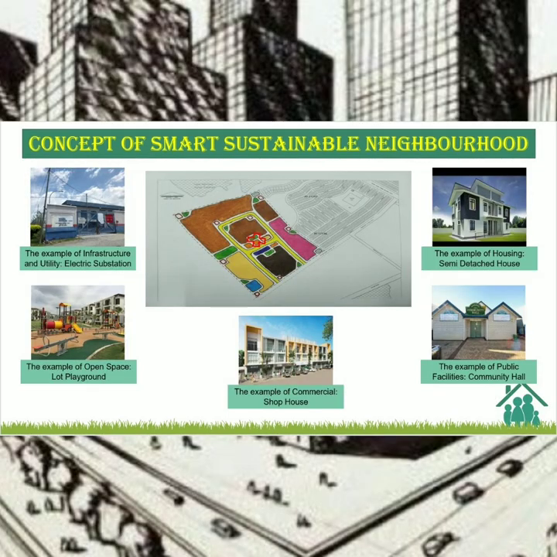This picture is an example of smart sustainable neighbourhood. The example of infrastructure and utility, like electric substation. The example of open space, like lot playground. The example of commercial, like shop house. The example of housing, like semi-detached house. The example of public facilities, like community hall.